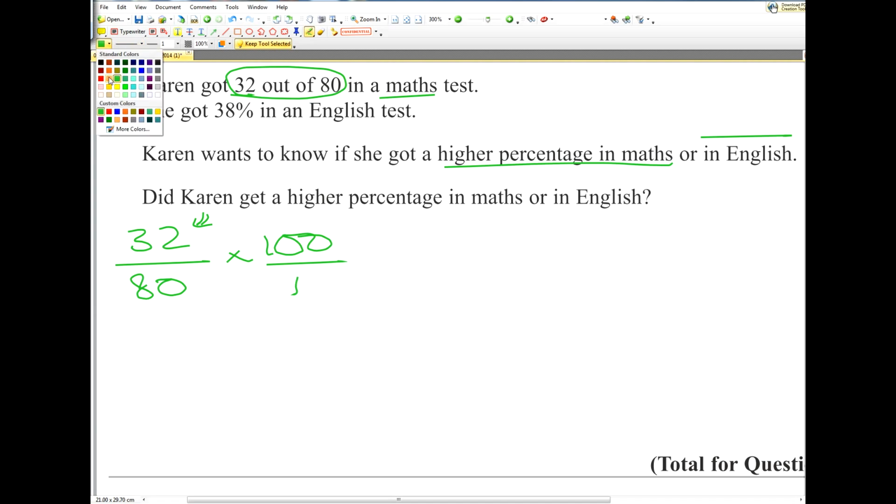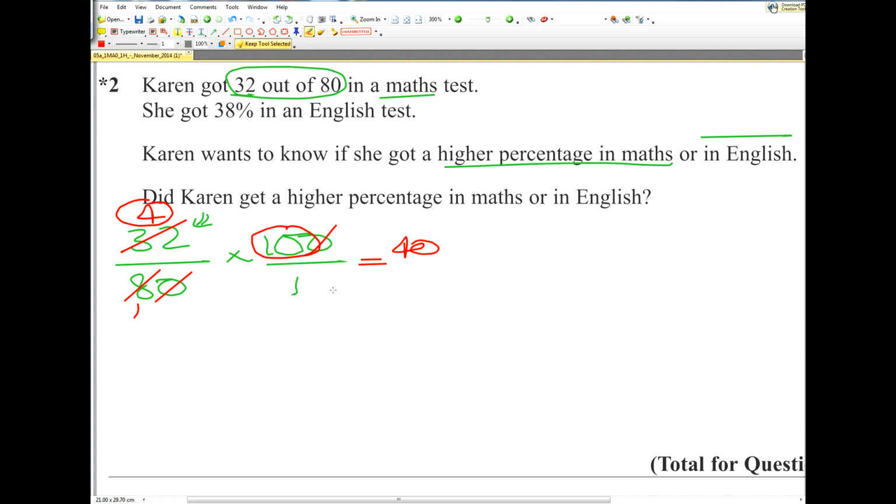So let's do a bit of cancelling. We divide this number by 10 and this by 10, so we cancel diagonally. Now what will go into 8 and 32? 8. How many times does 8 go into 32? So divide that by 8, divide that by 8. We're happy with that? Now we multiply the top numbers: 4 times 10 gives us 40, and 1 times 1 is 1. And 40 divided by 1 is still 40. So the maths mark was 40%.